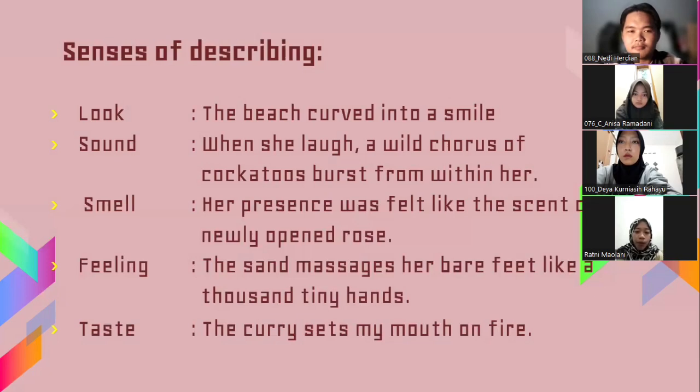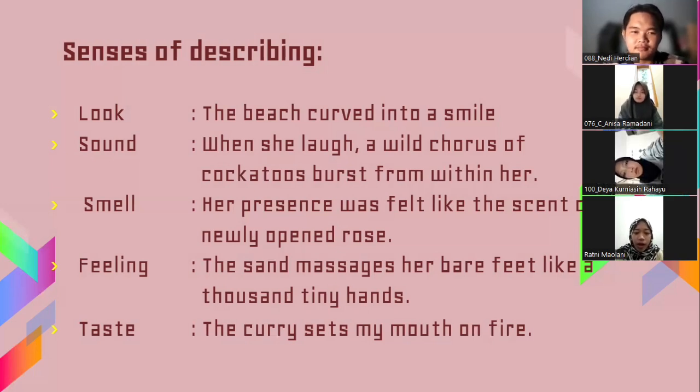The first one is look. The beach curved into a smile. That means we can see the beach curve into a smile. And the second one, sound. When she laughed, a wild chorus of cactus burst from within her. And the third, smell. Her presence was felt like the scent of a newly opened rose. And the next, feeling. Her bare feet felt like 1,000 tiny hands. And the last is taste. The curry set my mouth on fire. That's all for me. Thank you.